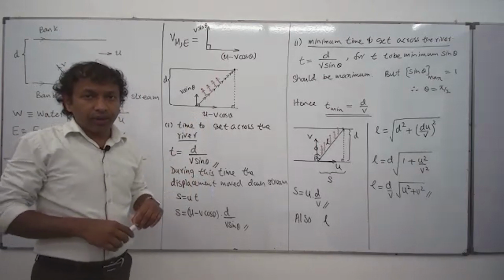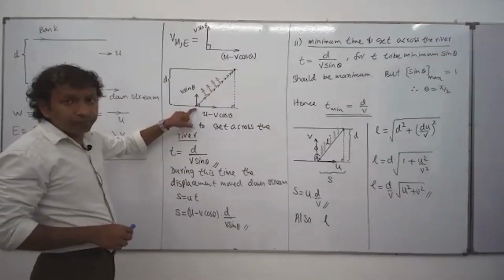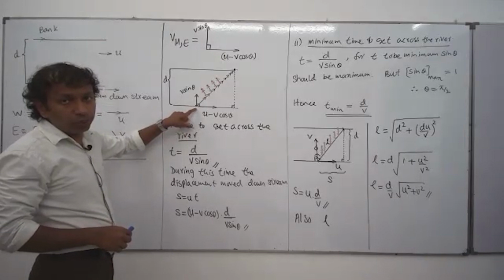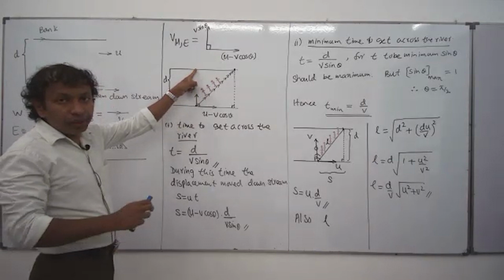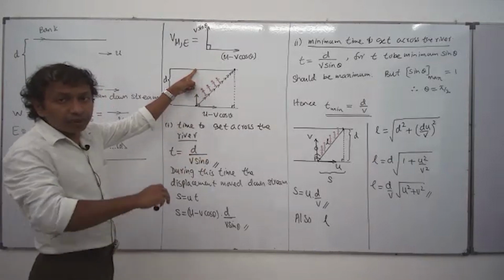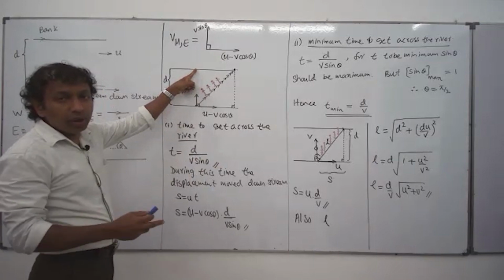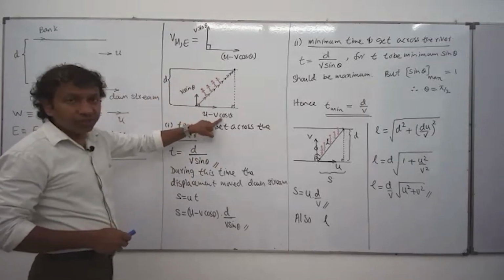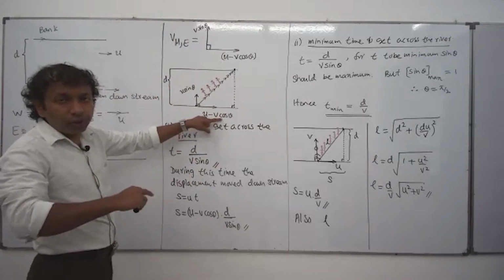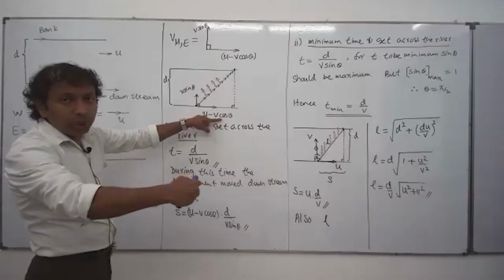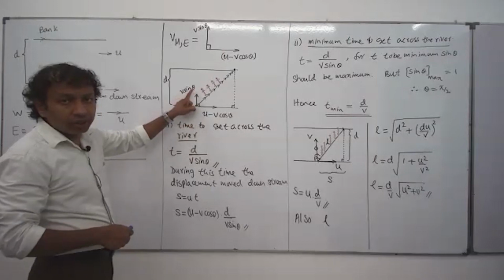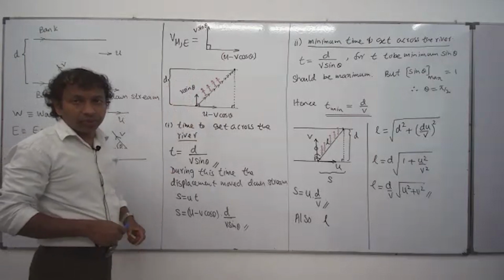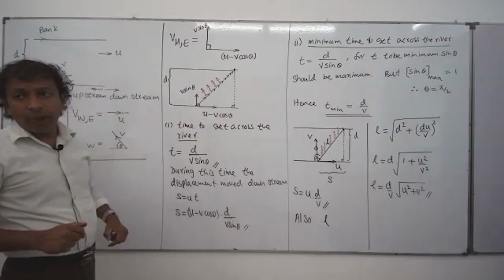Understand? On that occasion, this man needs to move relative to earth along a direction perpendicular to the bank. Then he should not have any displacement down along the bank or up along the bank. That means this u minus v cos theta velocity should be 0. Then only he will not have any displacement downstream or upstream. Then he will be moving with this velocity v sin theta perpendicular to the bank. Understand? Now that is our next case. Write down that as number 3.